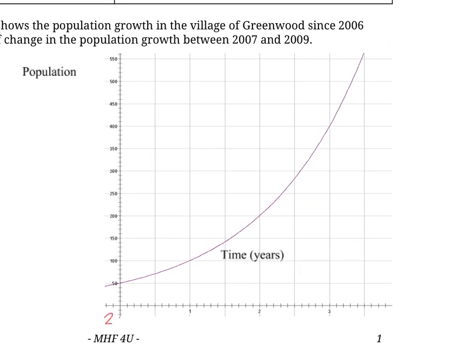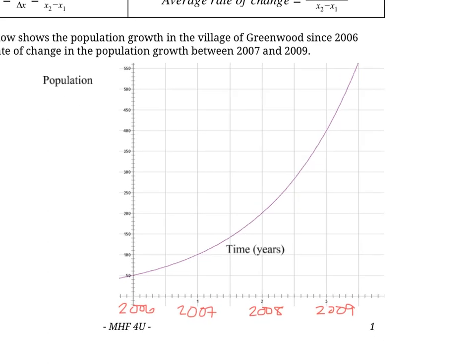So I believe that's 2006 right there. That would make this 2007, 2008, and 2009. So it's basically asking us what the average rate of change of the population is between 2007 and 2009. So if you think about it like that, it's basically what's the rate of change between 2007, which is at 100 people, it seems to be, and 2009 up here, which seems to be 400 people, right?